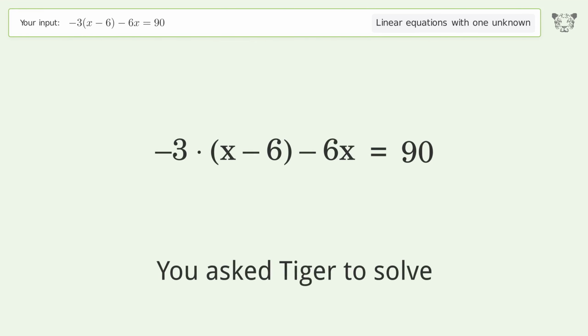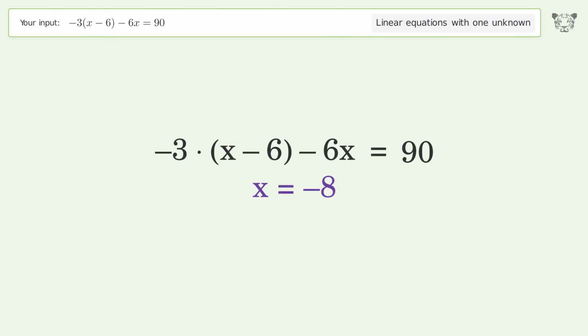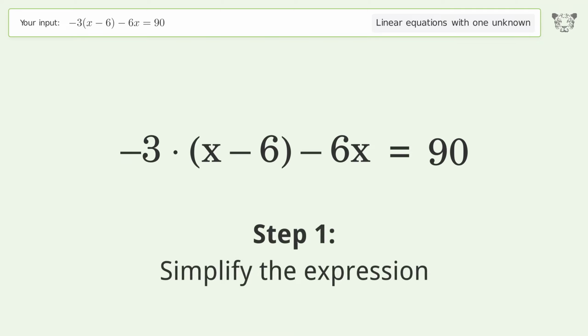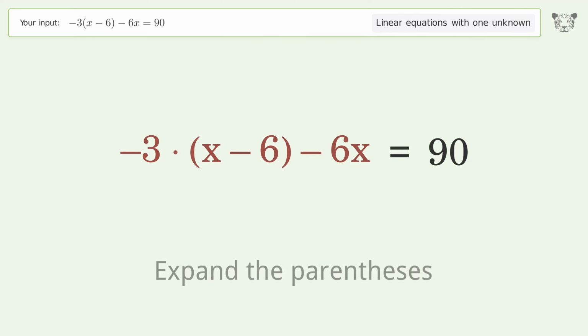You ask Tiger to solve. This deals with linear equations with one unknown. The final result is x equals -8. Let's solve it step by step. Simplify the expression. Expand the parentheses.